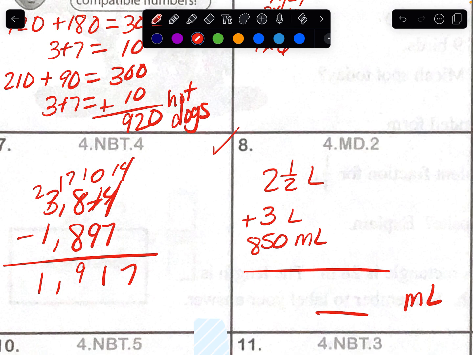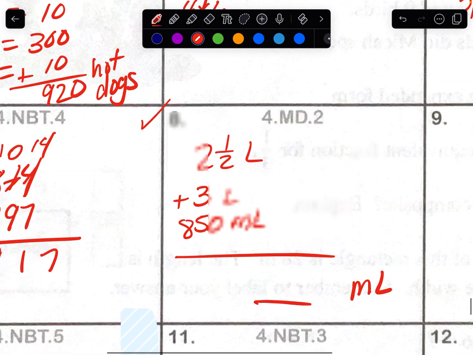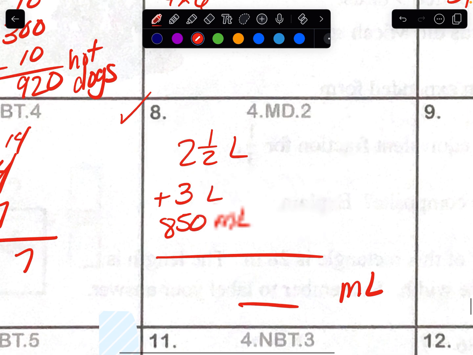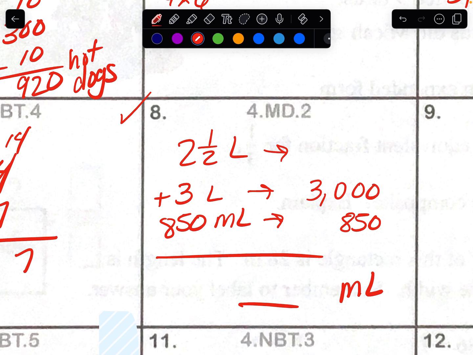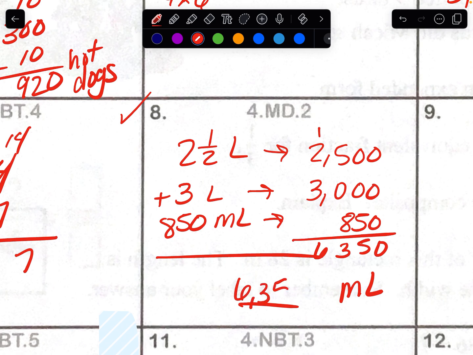All right, number 8, they were filling up a pool for the puppy to play in. One person did 2.5 liters. One person did 3 liters. The other person did 850 milliliters. They want to know how much altogether in milliliters. So we have to convert almost all of these to milliliters. So you need to know there's 1,000 milliliters in a liter. So 3 liters would be 3,000. 2.5 liters would be 2,500 milliliters. Then we simply add those up for 6,350 milliliters of water for this puppy.